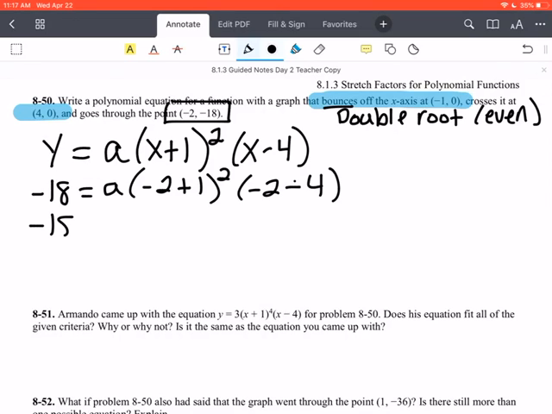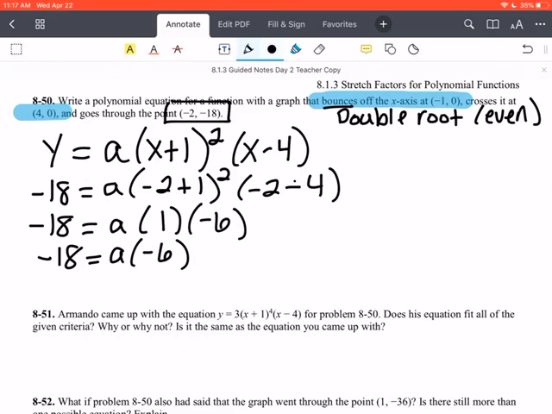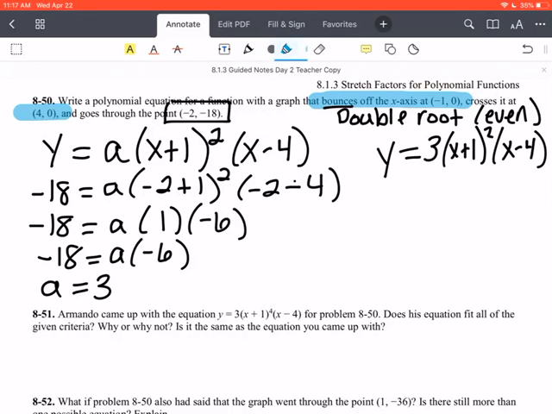Okay, so -18 equals a, and then we have -1 squared is 1, -6. So we have -18 equals a times -6. So then we divide by -6, a equals +3. Okay, so we have our equation, which is going to be y equals 3 times the quantity x plus 1 squared, and then we have x minus 4. So there is our equation.